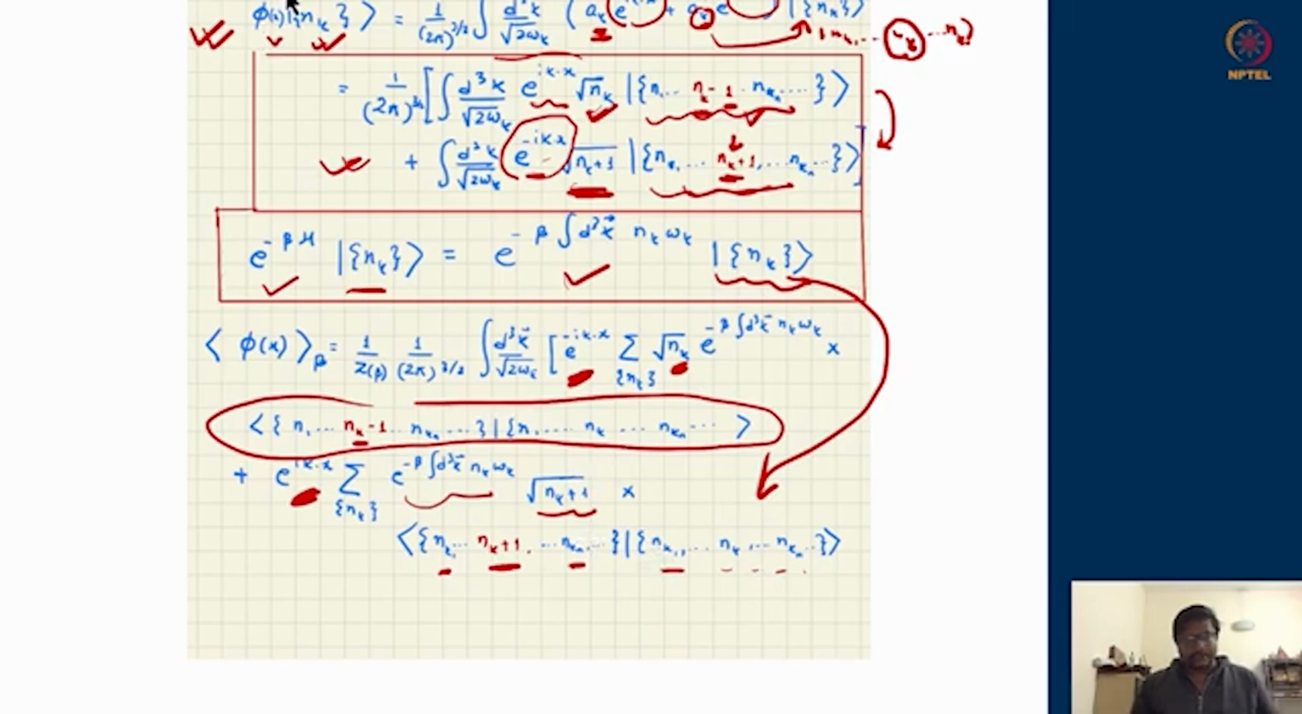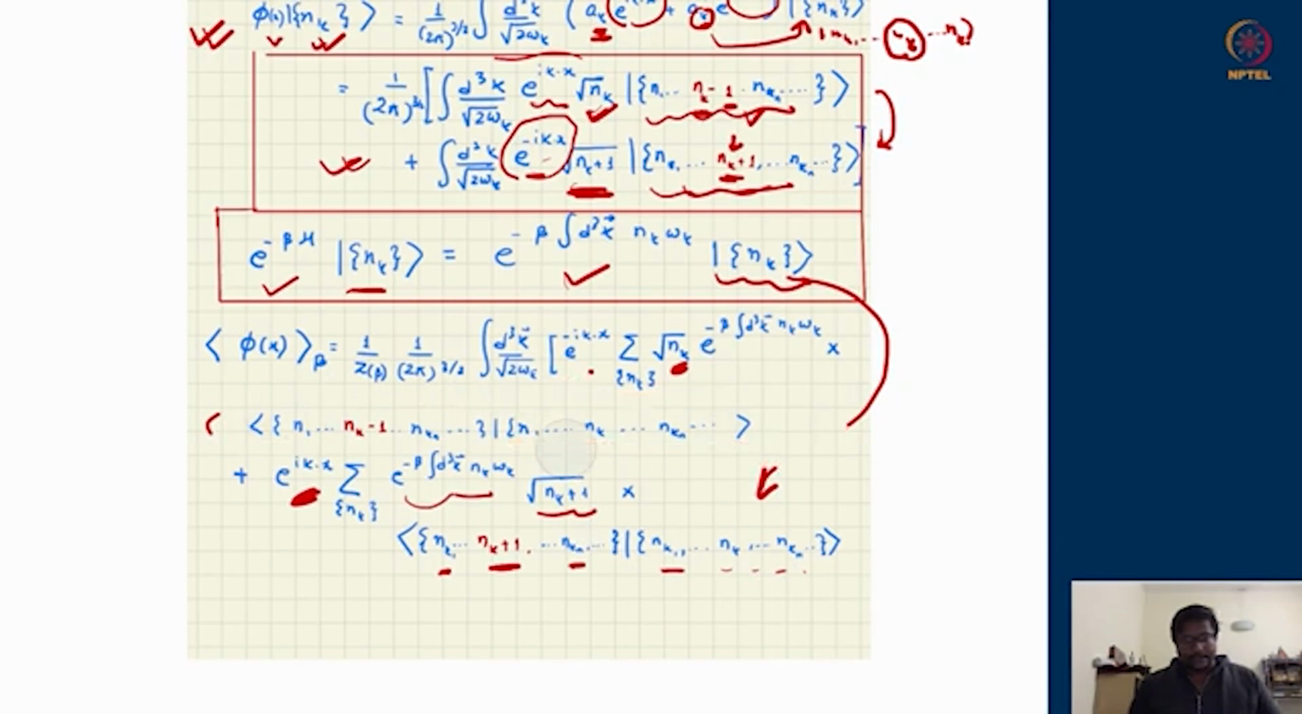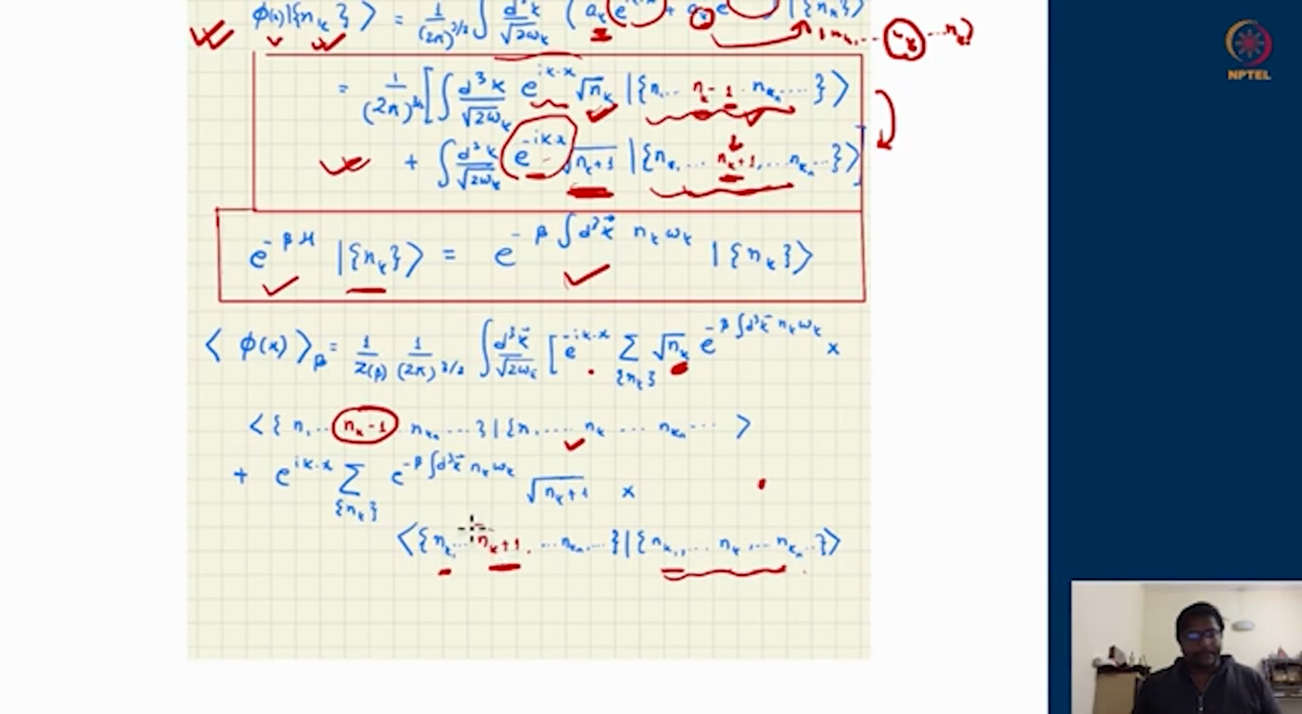Two kinds of terms are appearing in the expectation. One term is coming with the overlap of the set nk with almost the set nk, only one particular mode has one less particle. Similarly, for the second term, on the right hand side, the ket of the system is set nk, and the bra of the system is almost the set nk, but one of the modes has one extra particle. So we need to compute these two things, supply them over here, and then get done with the summation.